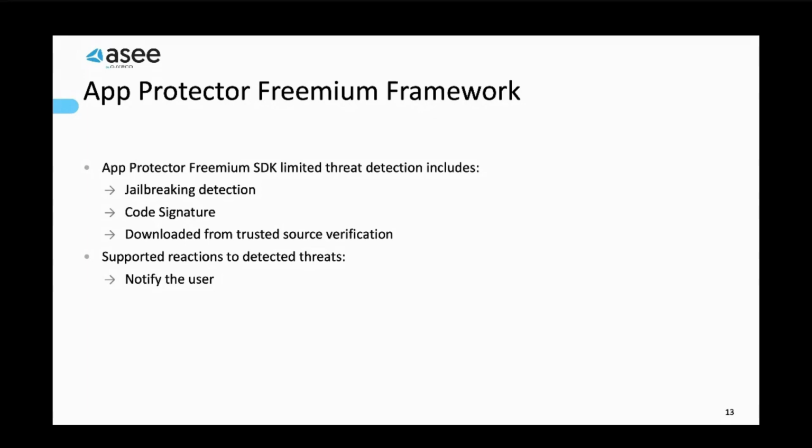We have developed a light framework, our App Protector Freemium SDK, which offers limited threat detection, such as jailbreak detection, code signature, and verification that the app is downloaded from a trusted source. The supported reaction to these threats is notifying the user, but as we said, in our full App Protector we also have a kill reaction or presenting false values to the user so that the real values are protected.